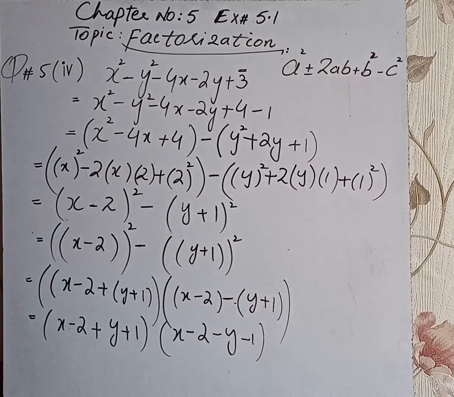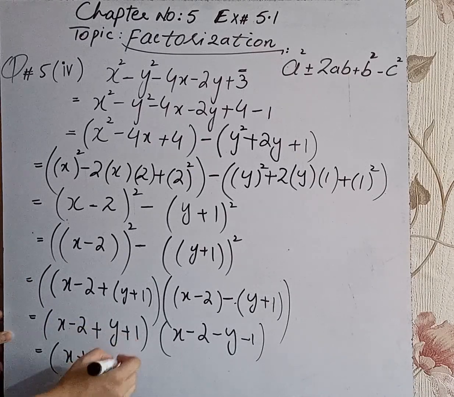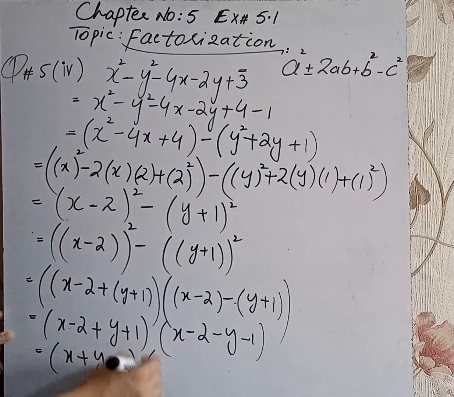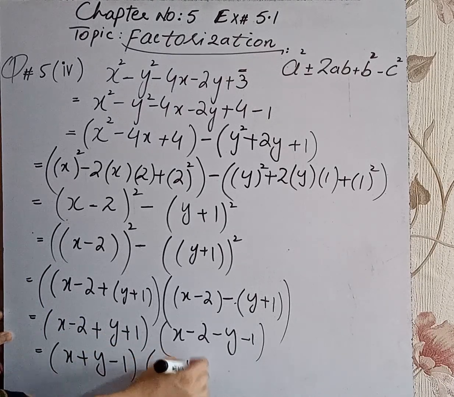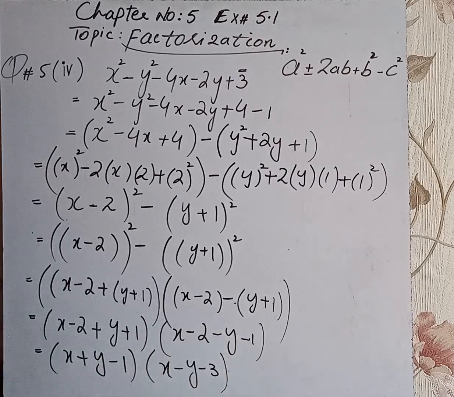You can see from here which are the like terms that we can solve here. So here the 2 and 1 are both constants. x plus y I will write as it is. Minus 2 plus 1 is minus 1. Then x minus y, minus 2 minus 1 is minus 3. So these are the factors of this expression.